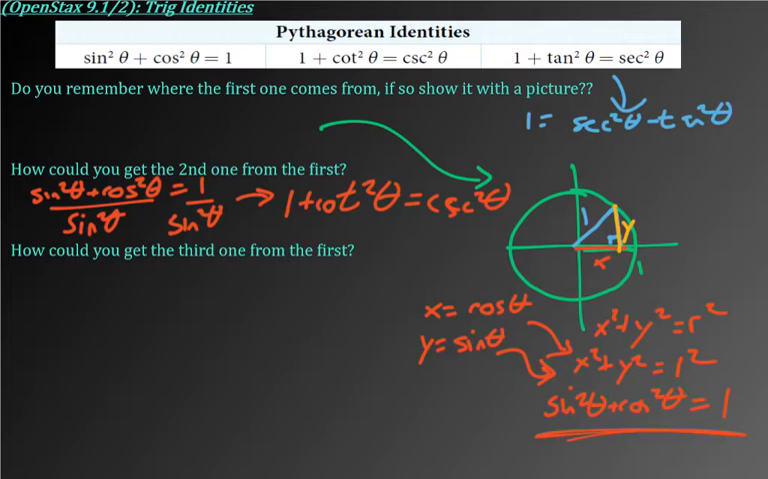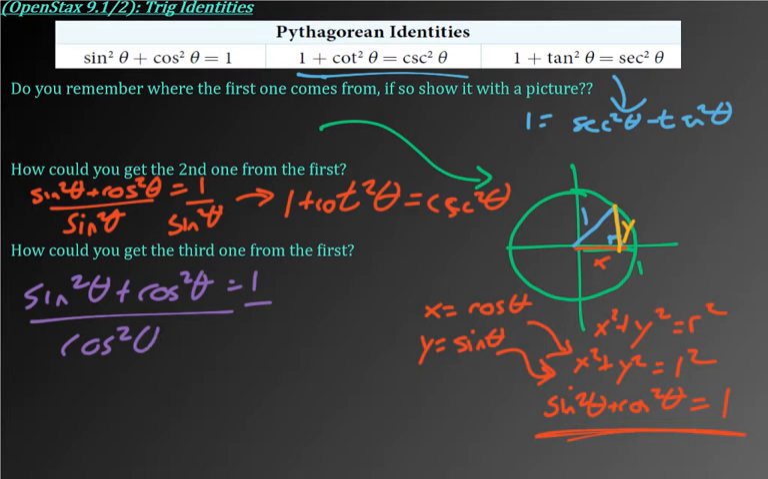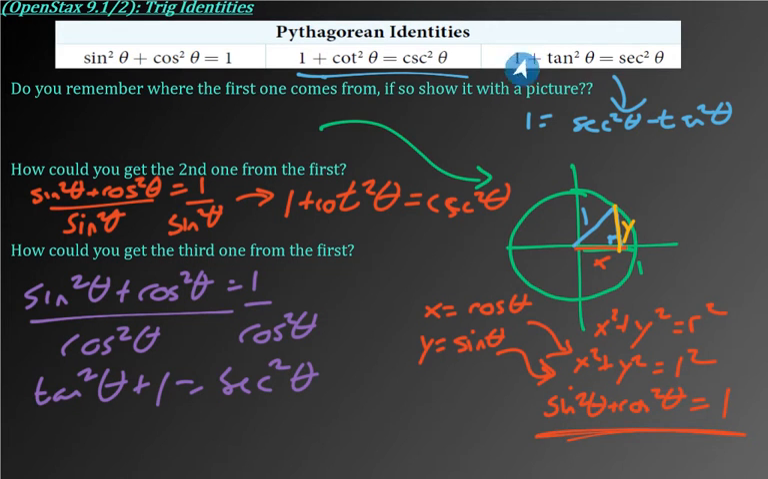And then, you got this one. And you do the same thing for the last one. If you take sine squared theta plus cosine squared theta equals 1, and this time if you divide by cosine squared on both sides, sine squared over cosine squared is tangent squared. Cosine squared over cosine squared is a 1. And then 1 over cosine squared is secant squared. And so here it's written 1 plus tangent squared, but of course that's the same thing.